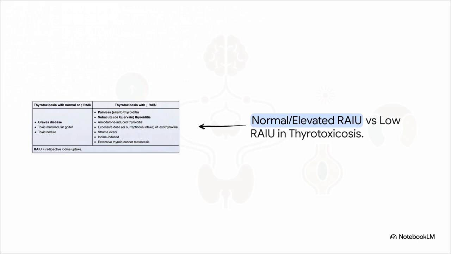But if the uptake is low, that means the hormone is just leaking from inflamed tissue, or the patient is taking it from the outside. Think painless thyroiditis, subacute de Quervain thyroiditis, or exogenous levothyroxine. And remember, because thyroiditis just causes a transient hyperthyroidism from preformed hormone dumping out, antithyroid drugs won't help at all. You've got to use beta blockers for the symptoms and NSAIDs for the inflammation.